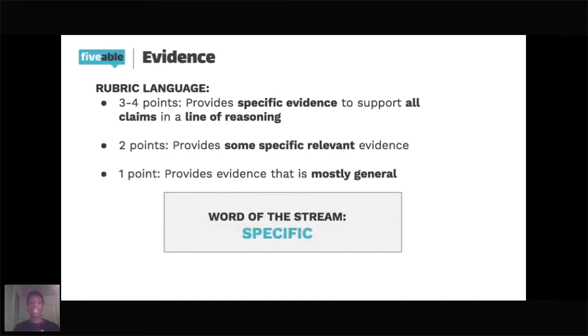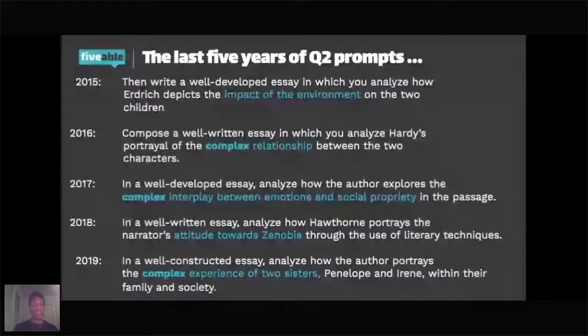And so I would say line of reasoning, that's an excellent question. I would say line of reasoning is the big idea that is supported by your pieces of evidence. So if we look at these last 5 years of Q2 prompts, in blue is the element that you're analyzing.